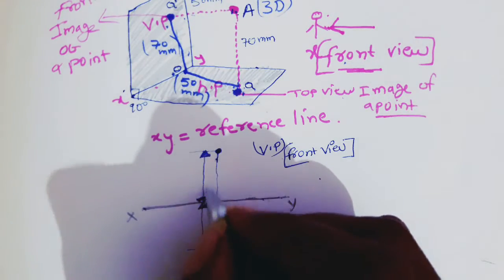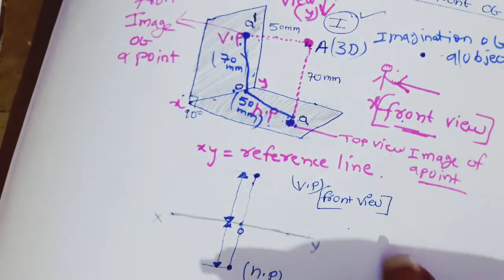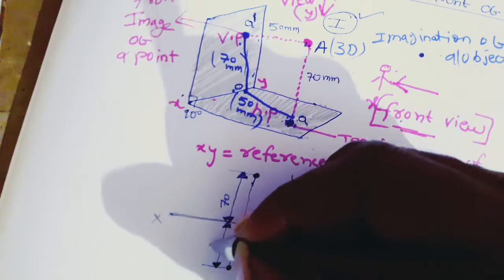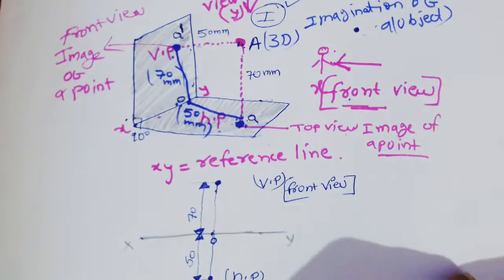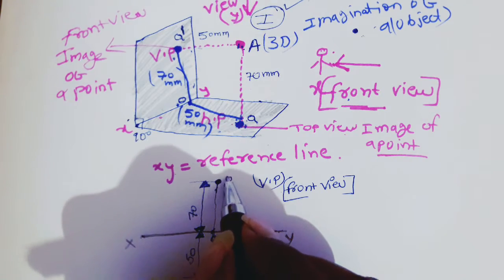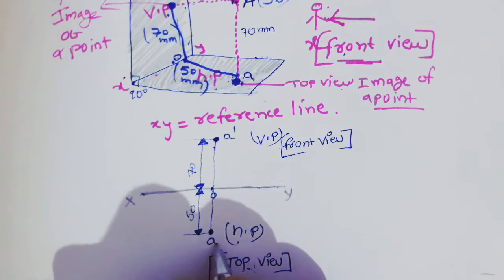How much is this distance? This distance is 70 mm, right? This distance is 50 mm, right? In this way you have to show, and at the end of this point you have to mark it as A dash. This is I am marking as A dash.